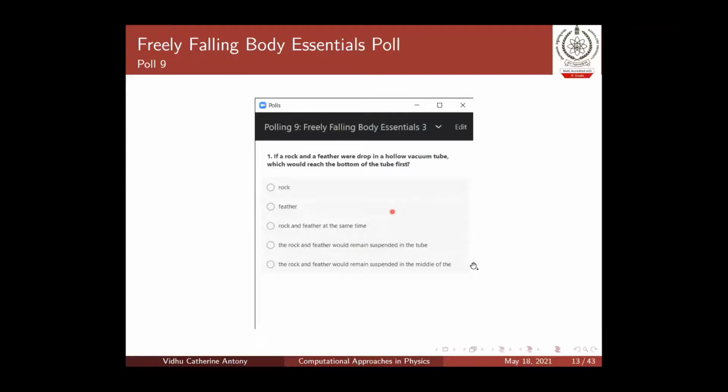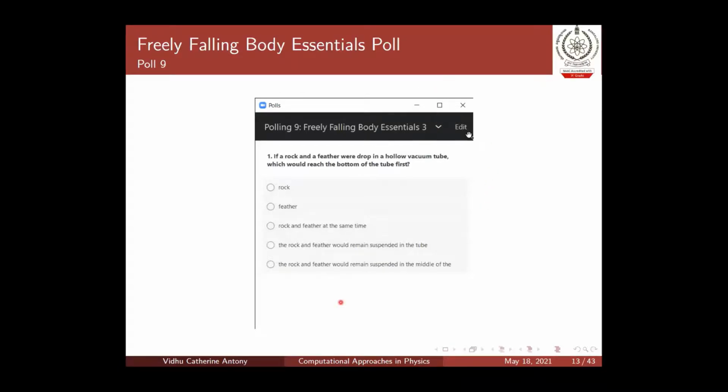We just discussed this. We're talking about a freely falling body, right? Hollow vacuum tube, so it's a freely falling body. What does hollow vacuum tube mean? There's no air resistance, right? So some of you answered rock, feather. Rock and feather at the same time is the majority, and I'm happy for that. But this is something that you should have learned in your elementary basic physics courses at high school. What does hollow vacuum tube indicate?